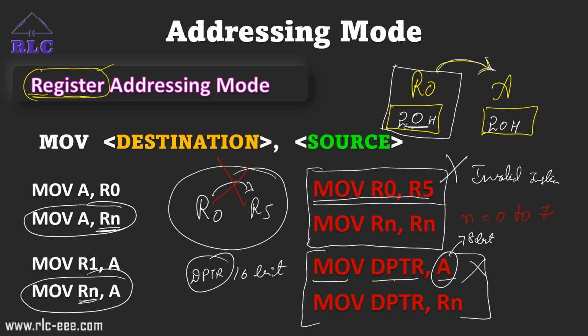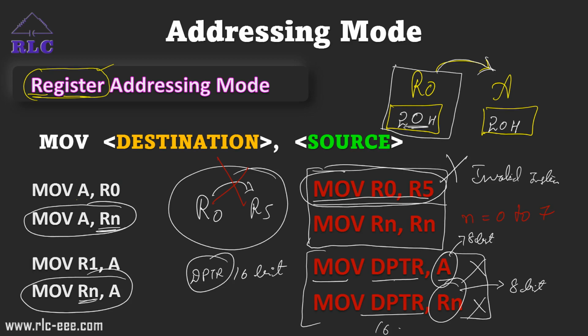Same as it, MOV DPTR, Rn is also an invalid instruction because Rn, that is R0 to R7, is also 8-bit data. So DPTR is 16-bit, and we cannot pass the 8-bit data to the 16-bit data location. This is with register addressing mode. Mainly we need to remember this MOV Rn, Rn, that is MOV R0, R5 or R0, R1. This is not possible in the 8051 microcontroller register addressing mode.